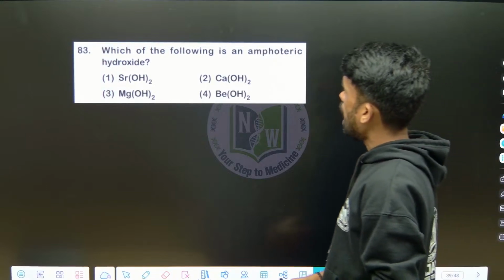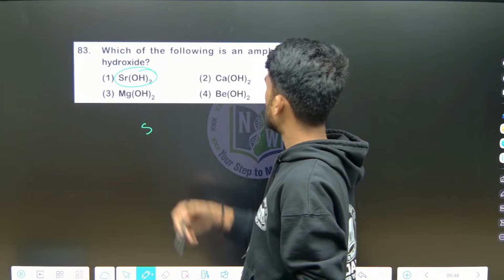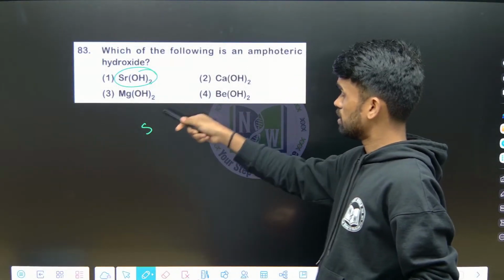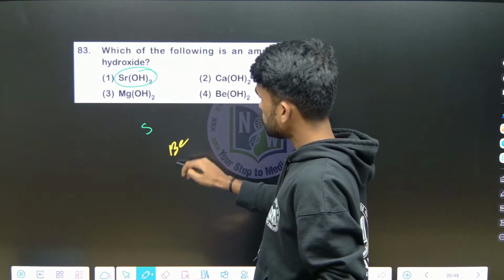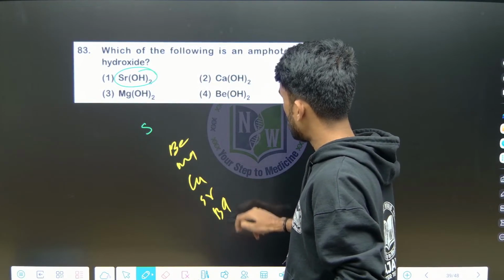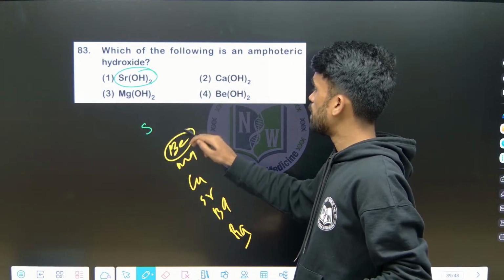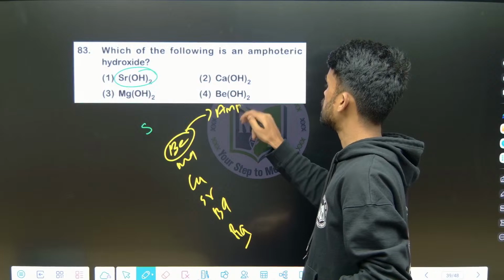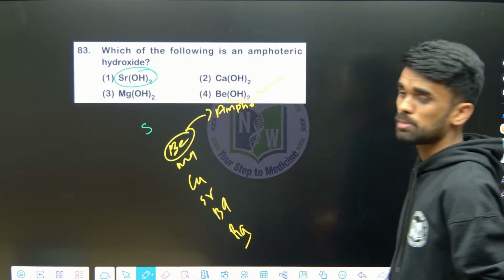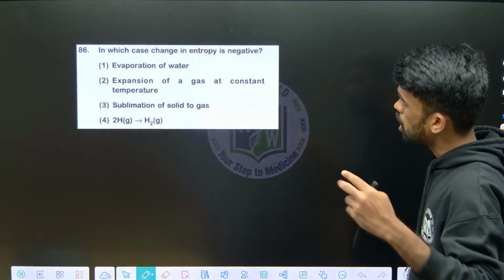Then next, amphoteric oxide, yes. These are second group alkaline earth metals: beryllium, magnesium, calcium, strontium, barium, radium, all second group elements. Out of these, beryllium forms amphoteric oxides and amphoteric hydroxides, so the fourth option is correct. The remaining form basic oxides and hydroxides.